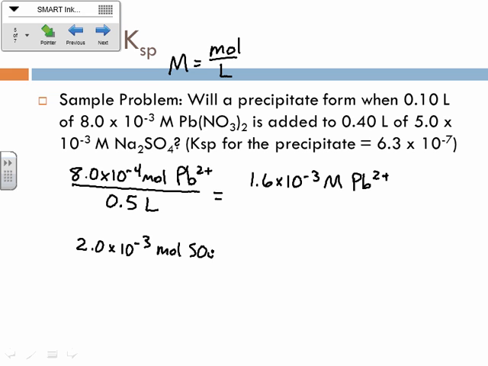That's the number of moles of the SO4 2- we have, because again, it's a 1-to-1 ratio. There's only one SO4 2- in that compound. Then we divide that by the 0.5 again. And this one I can definitely do. 4.0 times 10 to the negative third.